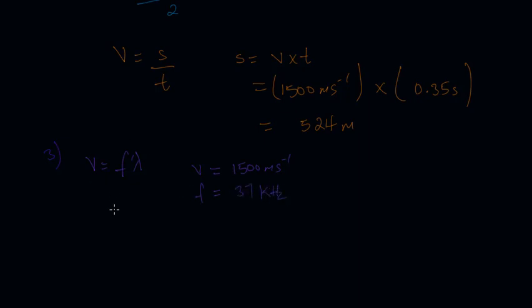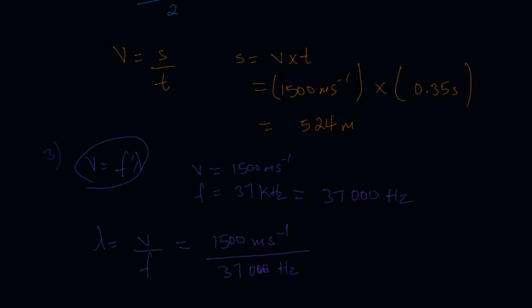So we want to find our wavelength, so we can rearrange our formula here to make lambda, the wavelength, the subject of the formula. So lambda is equal to V over F. Now we can substitute our values in. So the speed is 1500 meters per second and our frequency is 37 kilohertz, which is the same thing as 37,000 hertz.